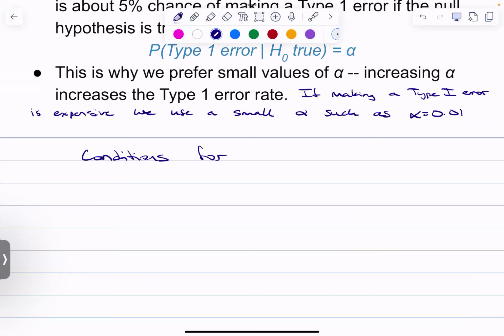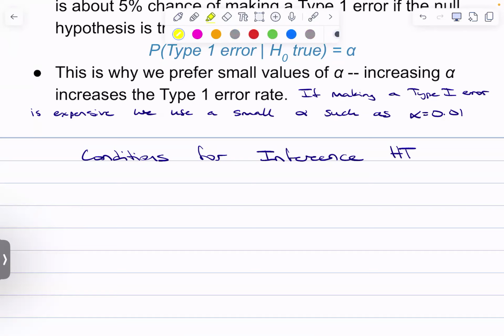The conditions for inference for a hypothesis test. I said earlier, let's just assume that the conditions are satisfied, right? The conditions for inference are what allows us to use a normal distribution, and so it's important that we check them.